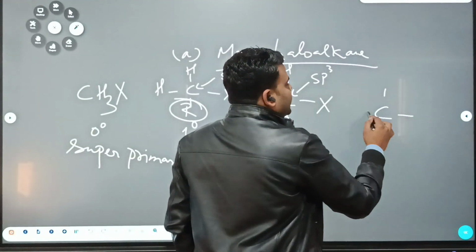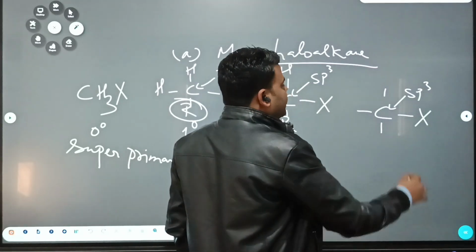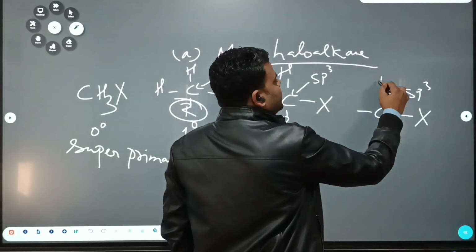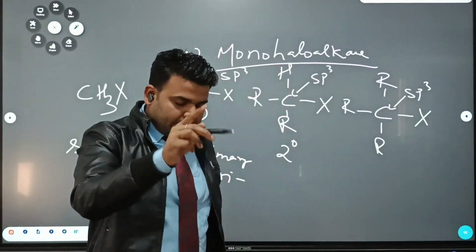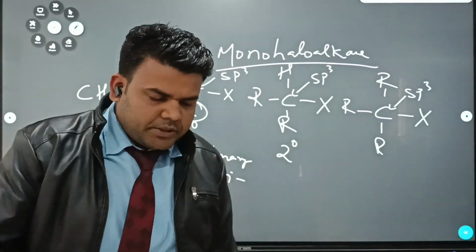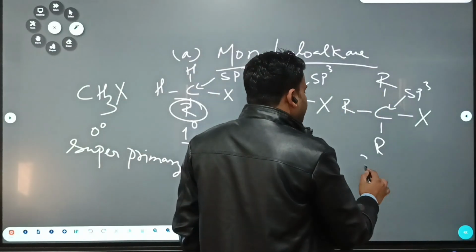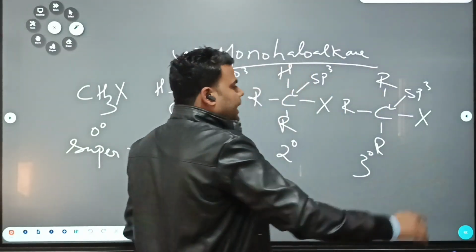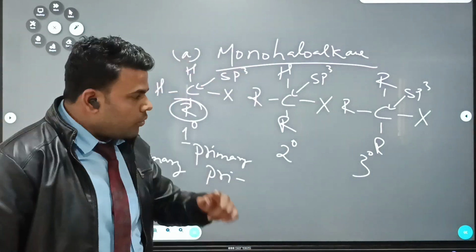Tertiary. In tertiary, this sp3 hybridized carbon, okay, which contains one halogen, must be attached with 3 carbon groups. Now these 3 carbon groups can be sp2 hybridized, sp3, does not matter, but any carbon group. Okay, R stands for any carbon group. Such kind of haloalkanes will be called tertiary haloalkanes. Okay, so this was the classification of monohaloalkanes.